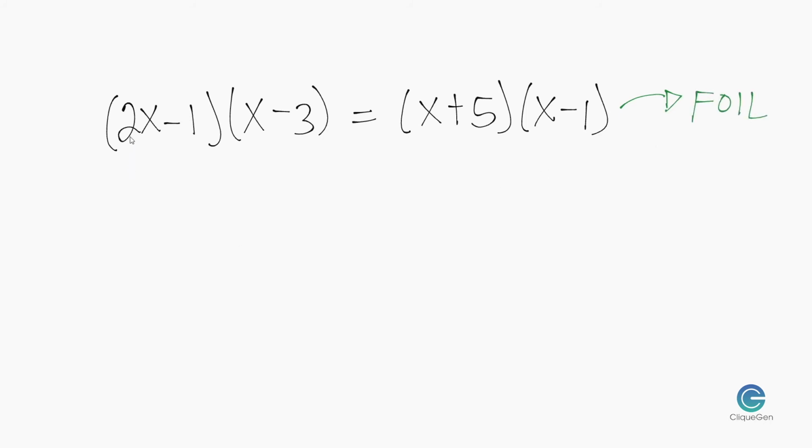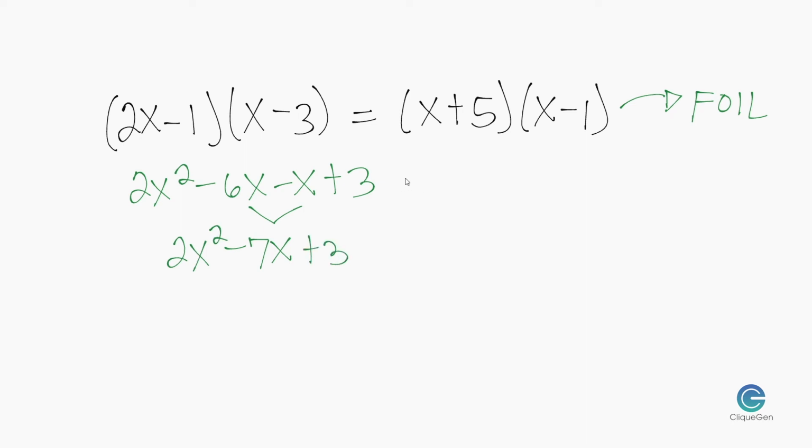So, 2x times x equals 2x squared, 2x times negative 3 equals negative 6x, negative 1 times x equals negative x, and negative 1 times negative 3 equals positive 3. Combining similar terms, negative 6x plus negative x is negative 7x. Thus, it gives us the answer 2x squared minus 7x plus 3.